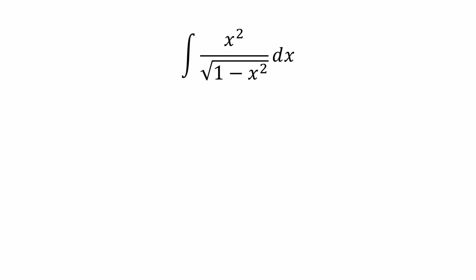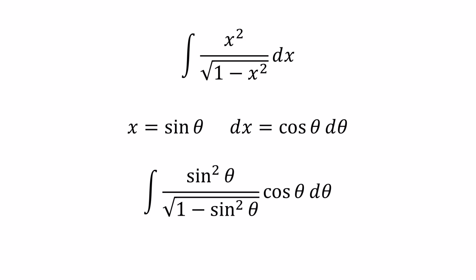To begin, we let x equals sine of theta. The differential is then dx equals cosine of theta d theta. Substituting into the integral gives the integral of sine squared of theta over the square root of 1 minus sine squared theta cosine of theta d theta.